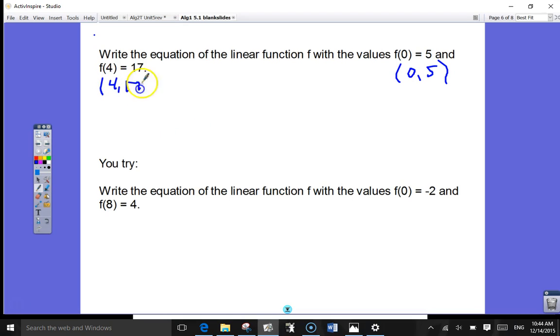4, 17. Okay, now we're supposed to come up with the equation of a line. Well, we need 2 things. We need a y-intercept and we need a slope. One of those is the y-intercept. Which one is the y-intercept? 0, 5. So we actually already know that. We just need the slope. Well, how do you find the slope when you know 2 points? Plug in the formula.